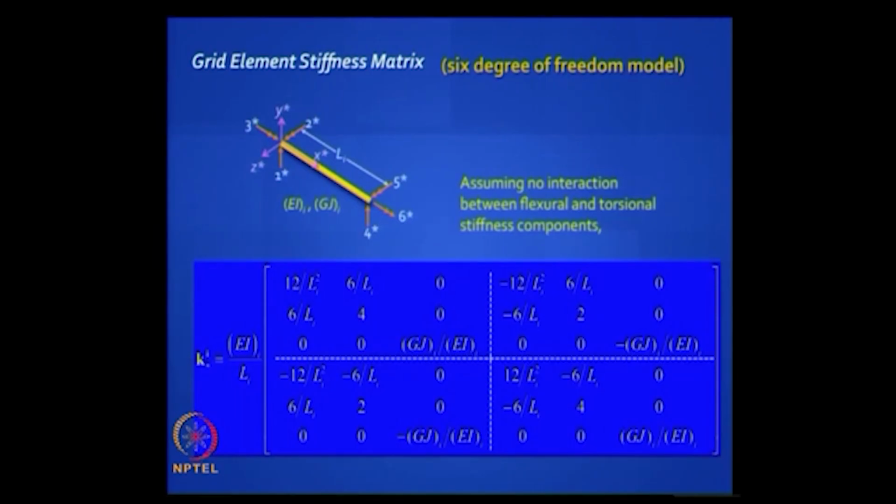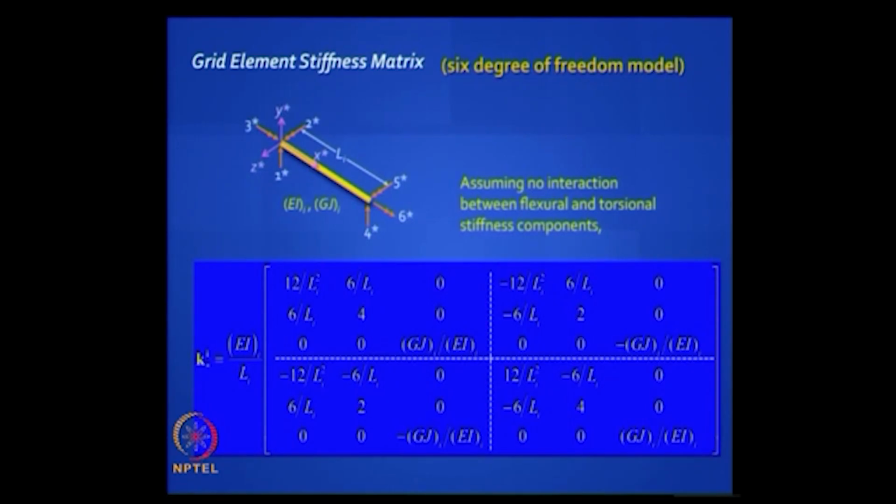The element stiffness matrix is simple if we make a basic assumption that the torsional stiffness component and the flexural stiffness components have no interdependence. That is a convenient assumption we are making here. You remember we looked at the plane frame element; we are going to look at it in detail in the next module.